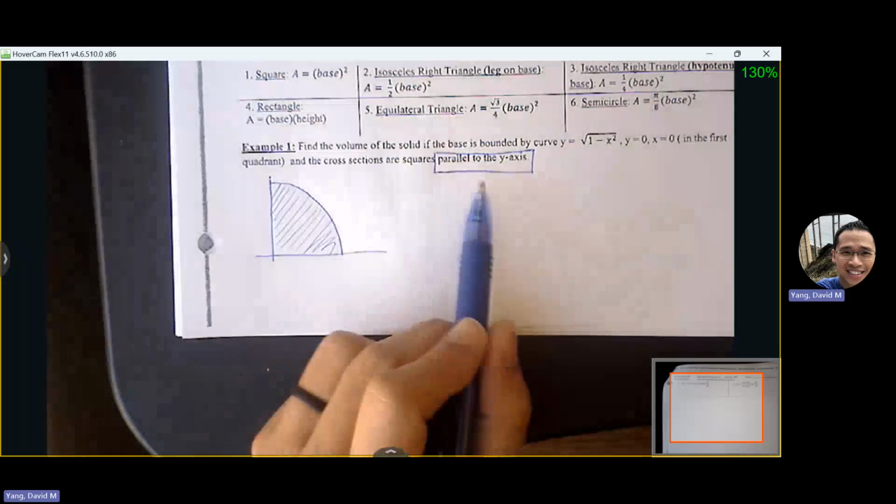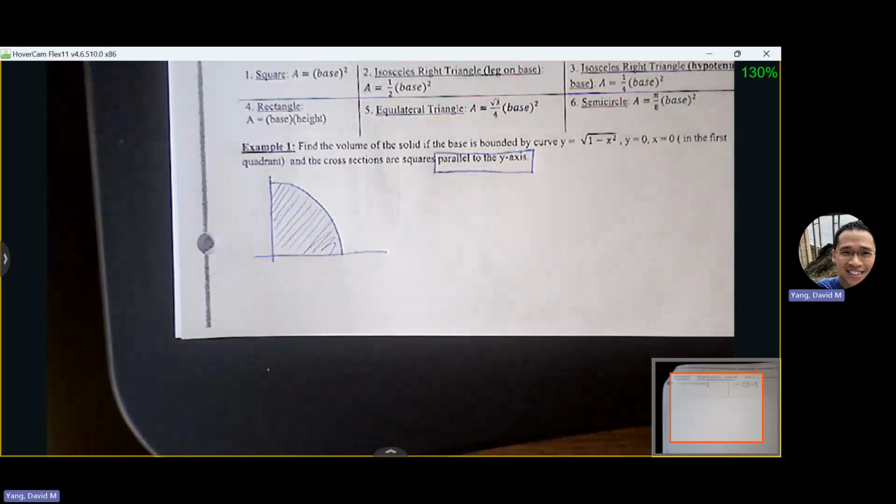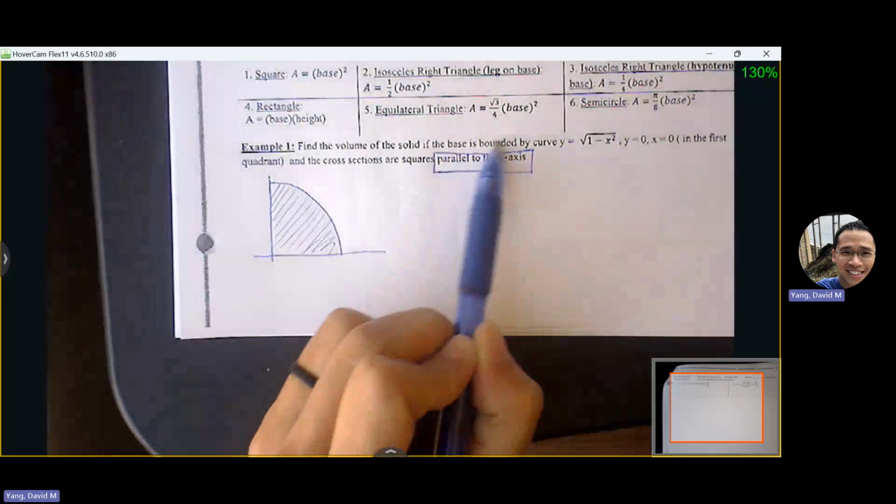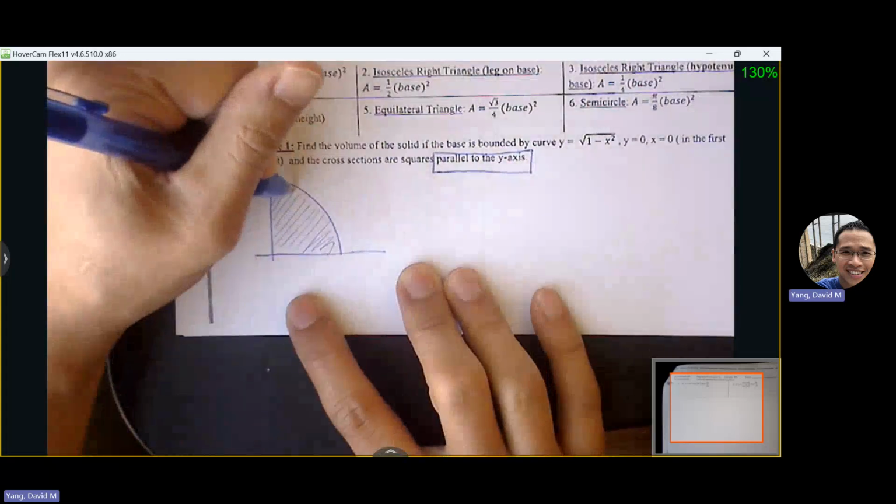So you're always going to be told exactly in which orientation to draw your base length. We don't have to worry about, okay, the axis is vertical, so my radius is going to be horizontal. They're going to tell you exactly how to build it. Okay. So parallel to y-axis is vertical.